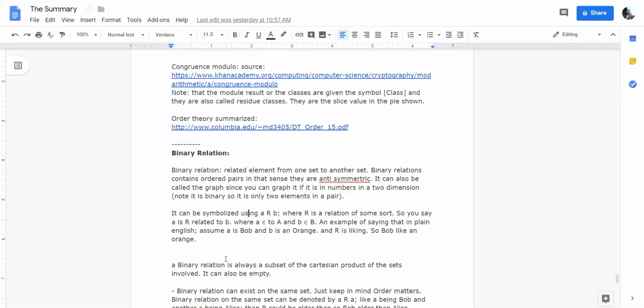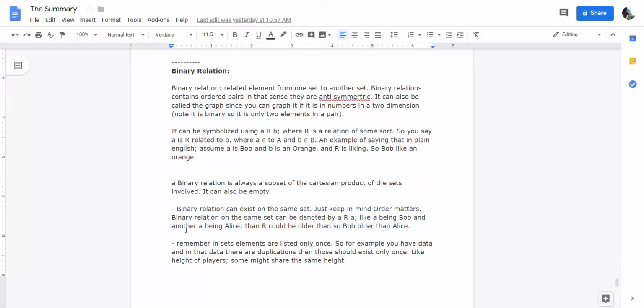Now note something: this can happen on the same set. Here we used two different sets, the capital A set and the capital B set, and the elements are a of the capital A and b of the capital B. But anyways, the binary relation can happen between the same sets, and that's what reflexivity means anyway.